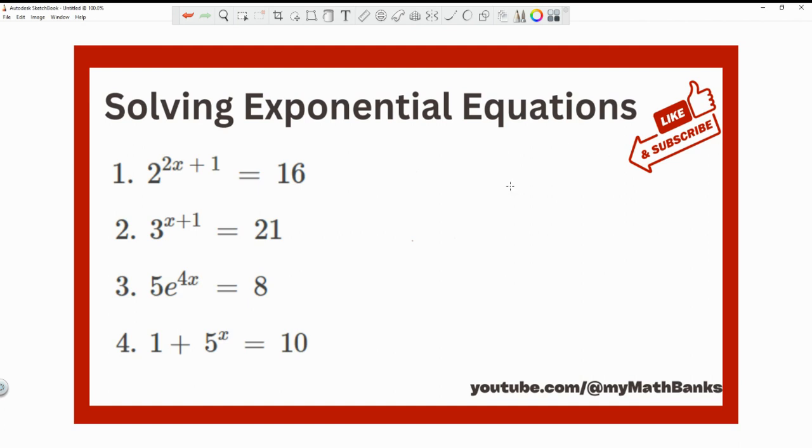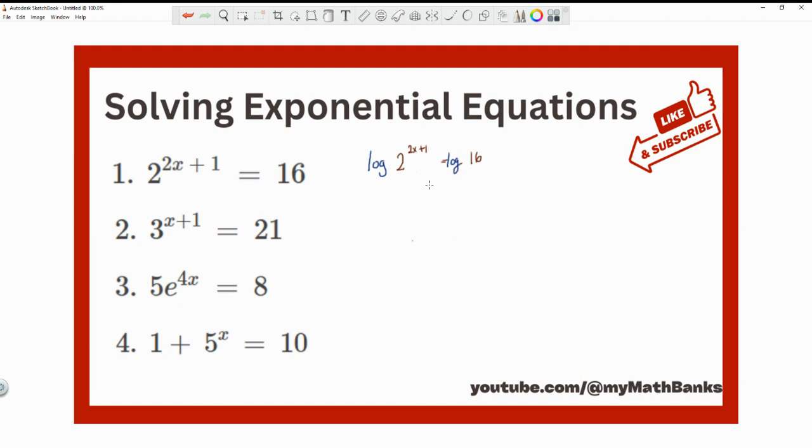All right, so once you're given an exponential equation, you have four number questions here. We'll answer one at a time. For number one, you have 2 to the power of 2x plus 1 equals 16. Now if you have an exponential, you change it into a logarithmic expression. And how do you do that? It's pretty easy. You just add log on both sides. So now you're taking the log of each one.